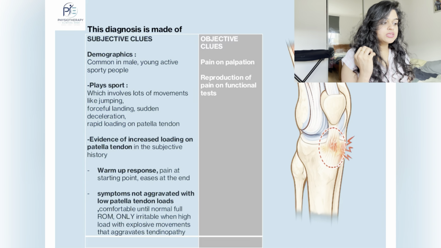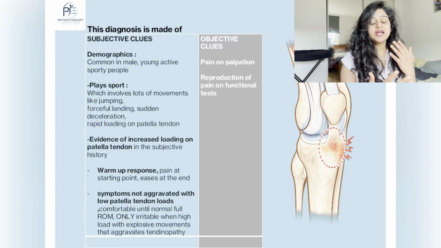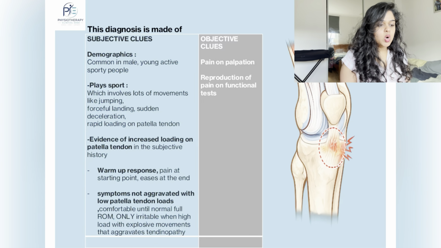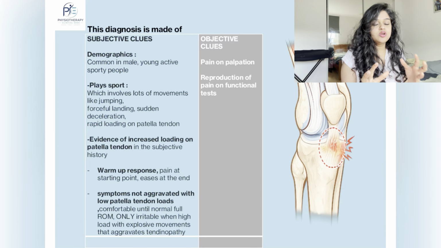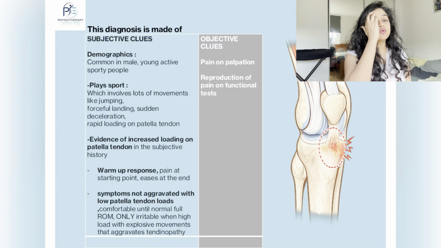So when we see the subjective assessment of this patient, we have this young active male involved in basketball, a sport that places significant repetitive load on the patellar tendon. And also in the history of this patient, it reveals there is increased tendon loading through jumping and explosive sporting activities. Another important clue that we can see from the patient's subjective history would be the warm-up response.